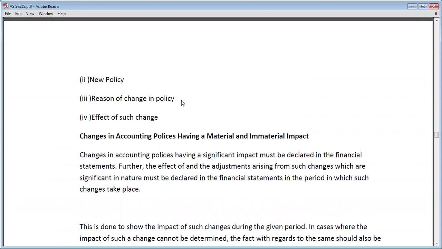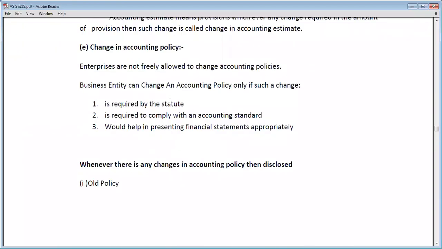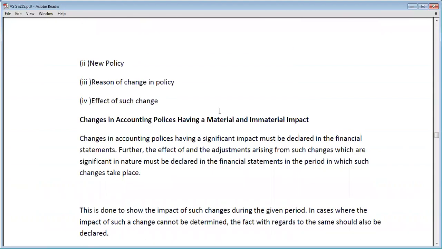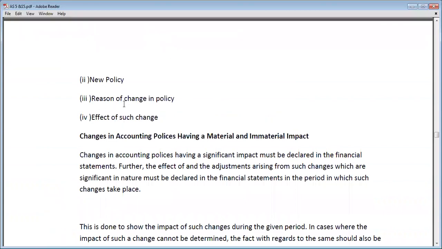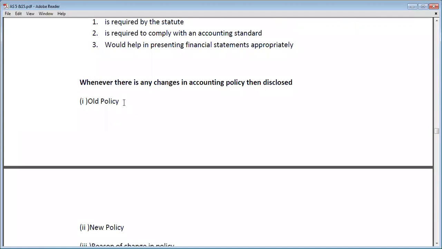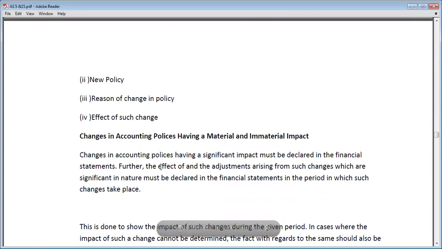The reason of changes in policy. Now you have to disclose clearly what is the reason of changes in policy. The reason may be that it is required by any statutory body or any law or any government. Is it required to comply with an accounting standard, or would it help in presenting your financial statement appropriately. So you have to mention any of the reasons for the change of accounting policy, and the effect of such changes. What will be the effect of the changes you have made? You have to mention these four things if you change your accounting policy. Okay, you have to disclose these four things in your paper accounts.